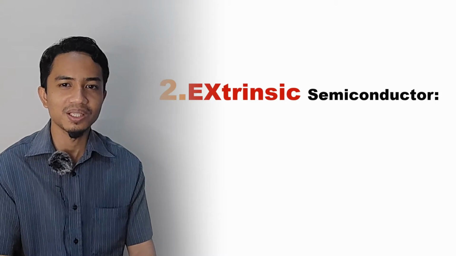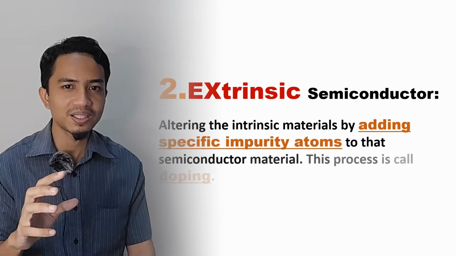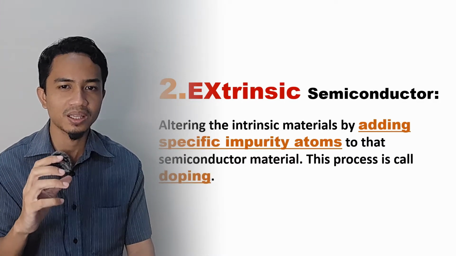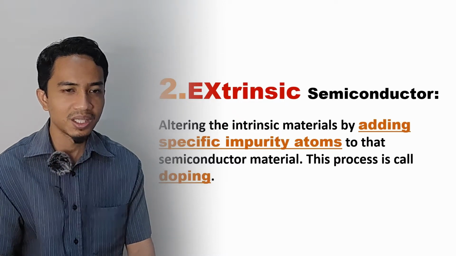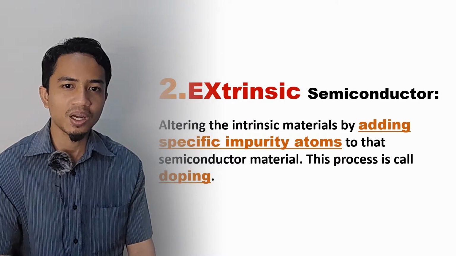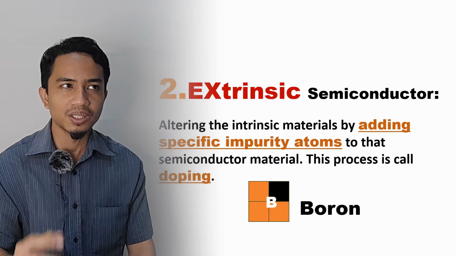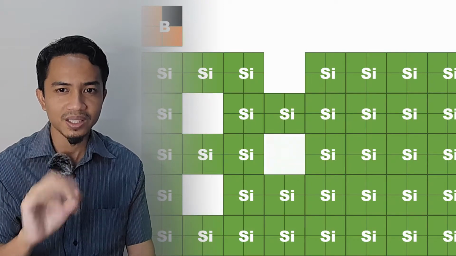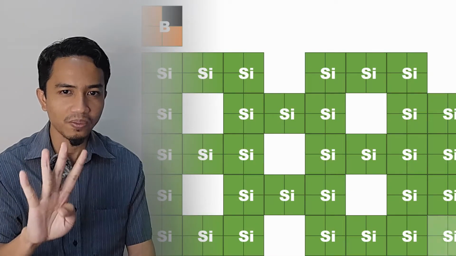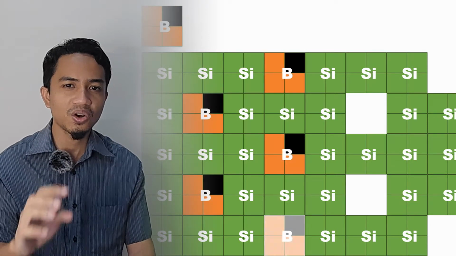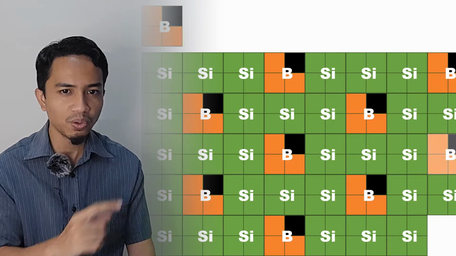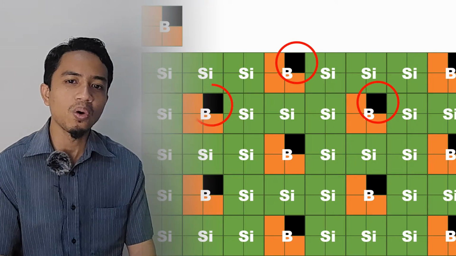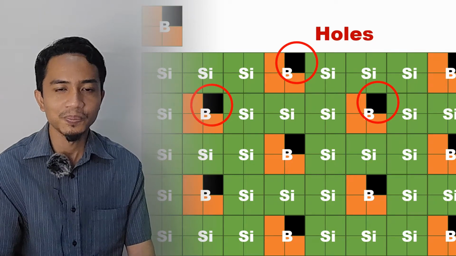Extrinsic materials mean we alter intrinsic materials like silicon by adding specific impurity atoms to that semiconductor material. This process is called doping. We can dope boron atoms into the silicon. Boron only has 3 valence electrons, while silicon has 4 valence electrons. This causes an empty space when we dope boron into the silicon, and this empty space is what we call holes, or lubang in Malay.